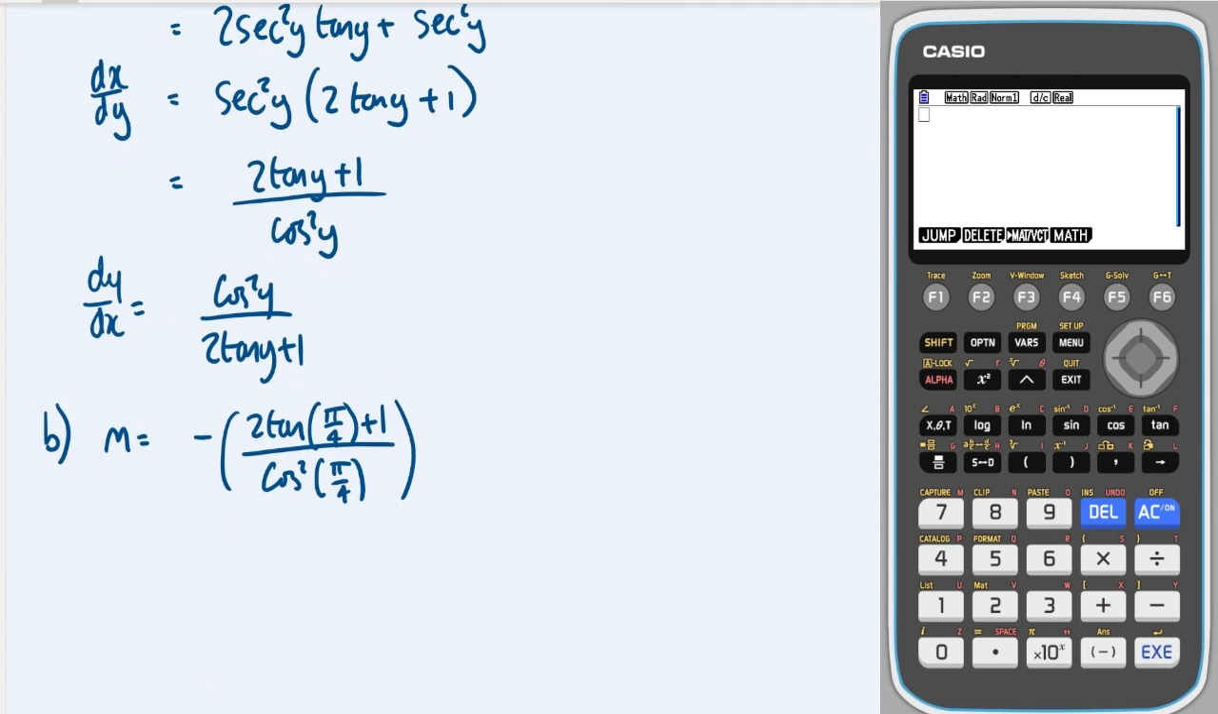Okay, so we can input that into our calculator. So it's the negative of 2 tan of pi over 4, which is 1, so 2 plus 1 is just 3, and cos of pi over 4 is 1 over root 2, so squared is 1 over 2, so that's 0.5, so the answer is just minus 6.